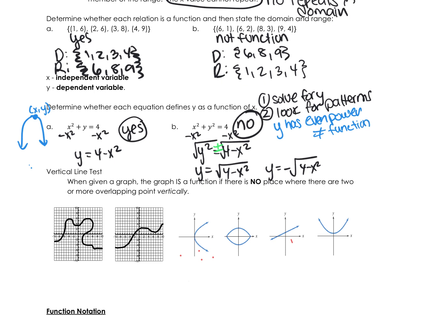You can also try to solve if you want, right? But really what we're looking at is when y has an even power, that's when we're going to end up with those two separate equations. So you can just look for that pattern instead of having to solve. Does that kind of make sense? How that pattern would help you do it faster? Any questions about that?